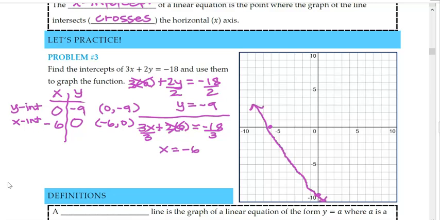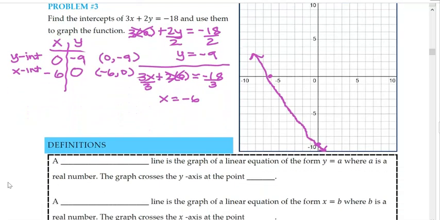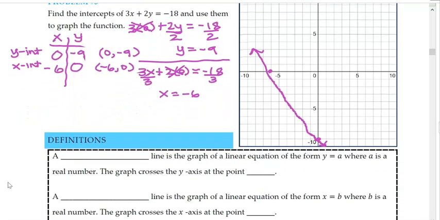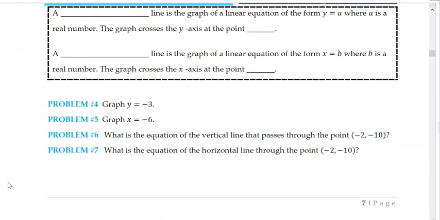Okay. So that's another way that we can graph it. So table of values, and then on this one, finding those intercepts to be able to figure out what the graph looks like. Right? So those are great ways to do this.